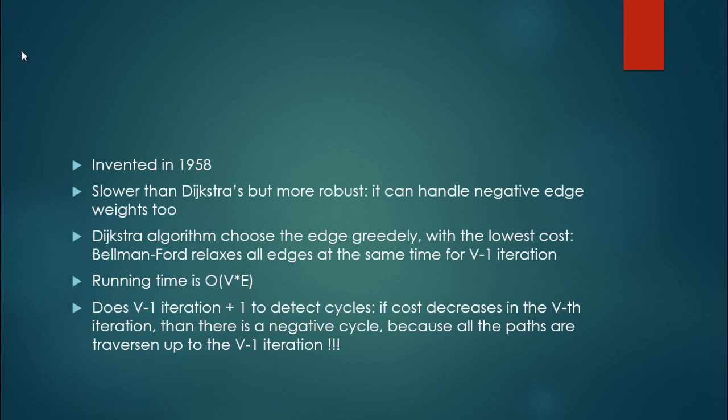So it does v-1 iterations plus 1 to detect cycles. If cost decreases in the v-th iteration, then there is a negative cycle, because all the paths are traversed up to the v-1 iteration. So if the cost decreases, we know that there must be a negative cycle.